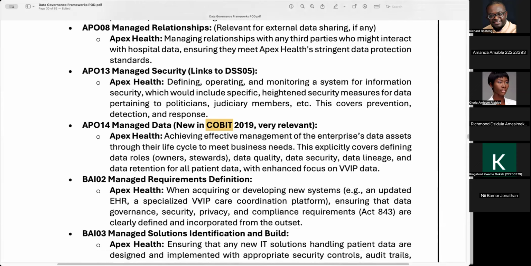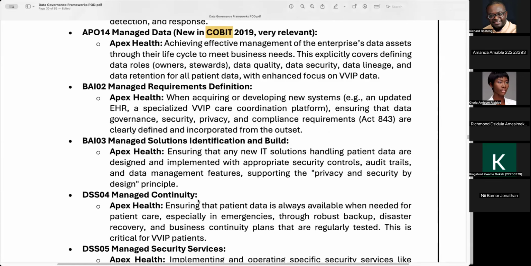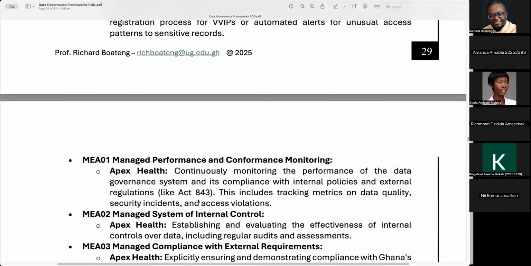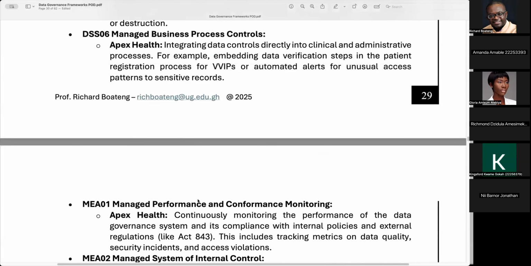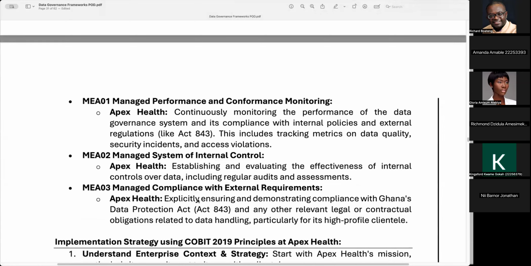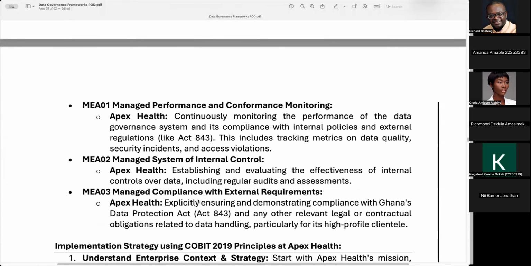COBIT covers that in the Build, Acquire, and Implement BAI domain. BAI 02, Managed Requirements Definition, is crucial. It ensures that data governance requirements, security needs, privacy controls, specific Act 843 compliance points are identified and incorporated right from the very beginning when acquiring or developing any new IT system or application. This embodies the privacy and security by design principle.